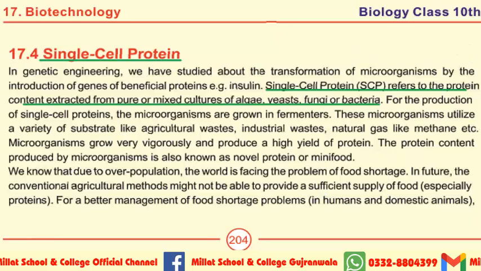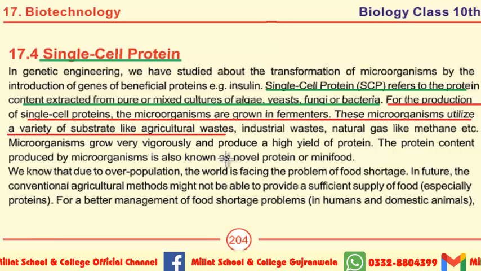Next question is how SCP may be produced. For the production of SCP or single cell proteins, the microorganisms are grown in fermenters. These microorganisms utilize a variety of substrates like agriculture waste, industrial waste, natural gas like methane, etc. Microorganisms grow very vigorously and produce a high yield of protein.